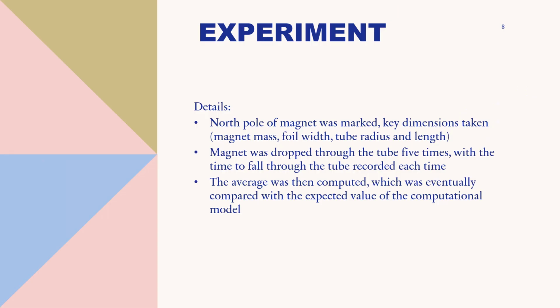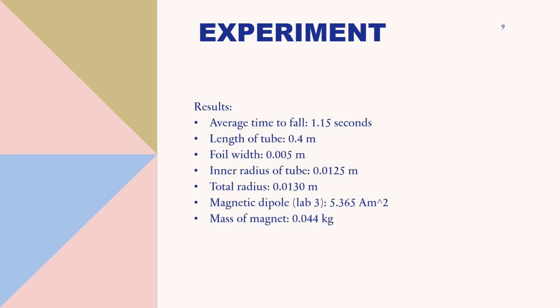So the experiment. Relatively simple. The north pole of the magnet was marked and key dimensions were taken, such as the mass of the magnet and the width of the foil, the tube radius, and its length. The magnet was then dropped through the tube 5 times with the north pole facing down, with the time to fall through the tube recorded each time. The average was then computed, which was eventually compared with the expected value of the computational model.